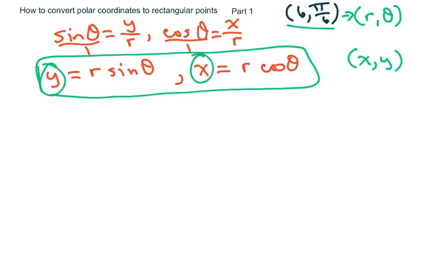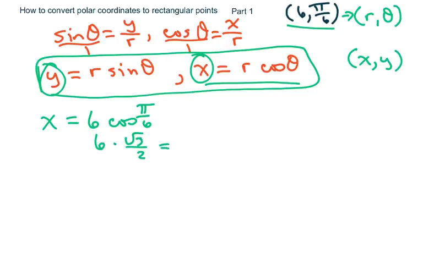The first example we have is 6 comma pi over 6. I'm going to start with the x so I don't get confused. X equals r, which is 6, times cosine of pi over 6. We know that cosine of pi over 6 is square root of 3 over 2. So these two cancel and you get 3 square root of 3 as your x.